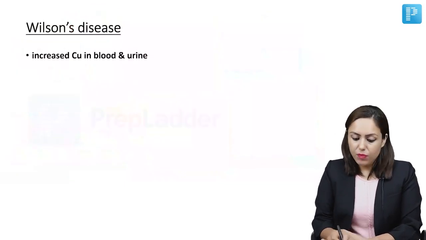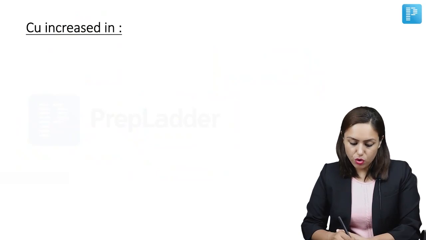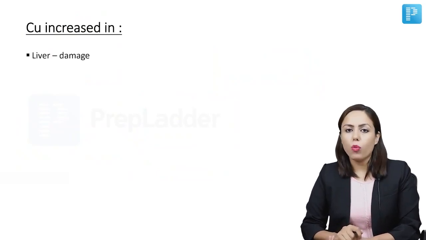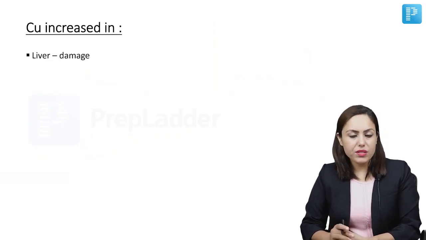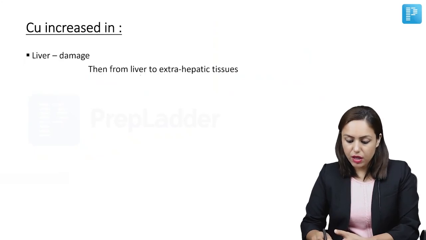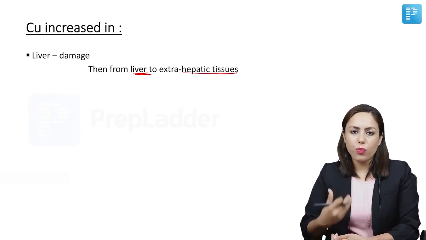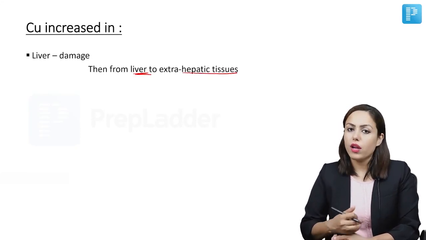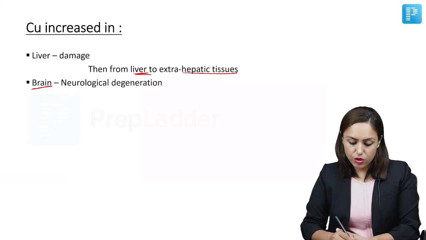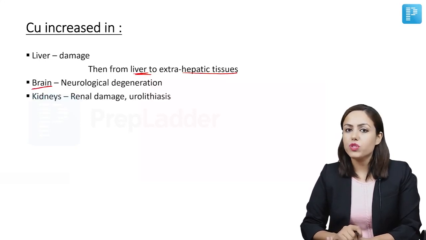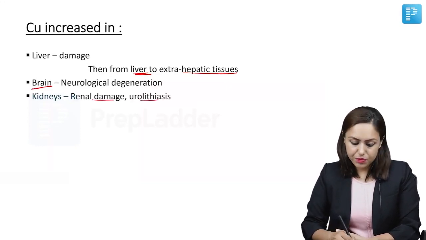Then Wilson's disease, there is increased copper in blood and urine. First, copper is increased in liver, and due to copper's toxicity, liver damage will occur. Once copper is increased in liver, it will move from liver to extrahepatic tissues, and wherever it goes, it will get deposited and cause damage and various signs and symptoms. So brain will be affected and it will lead to neurological degeneration. Then copper deposition in kidneys will lead to renal damage and urolithiasis.